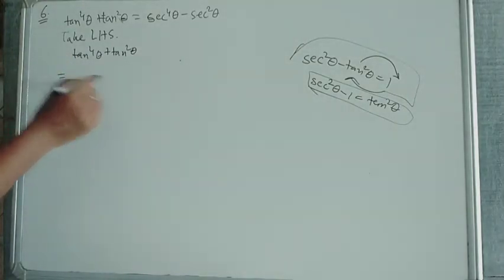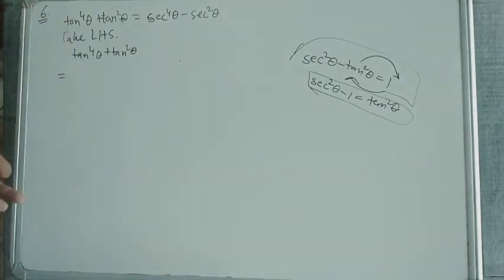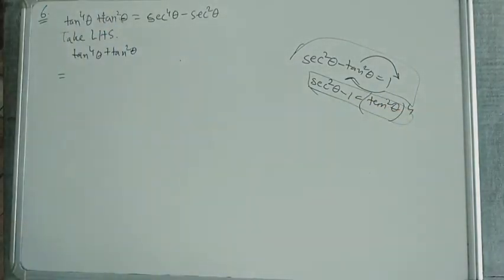Now tan 4 theta, what will it become? Tan square theta is this. Tan 4 theta means square of square. If I need tan 4 theta, what will it become? We need it raised to power 4. Understood or not? Or raised to power 2.